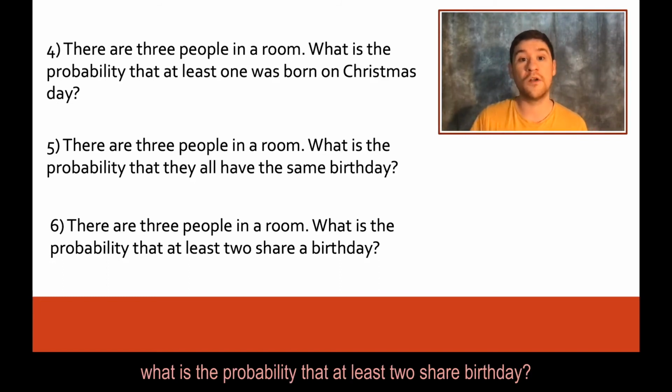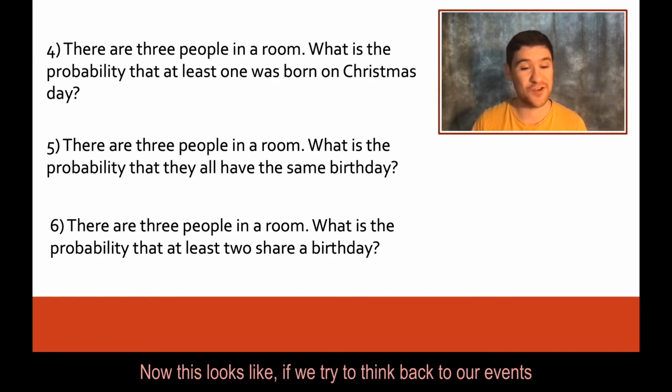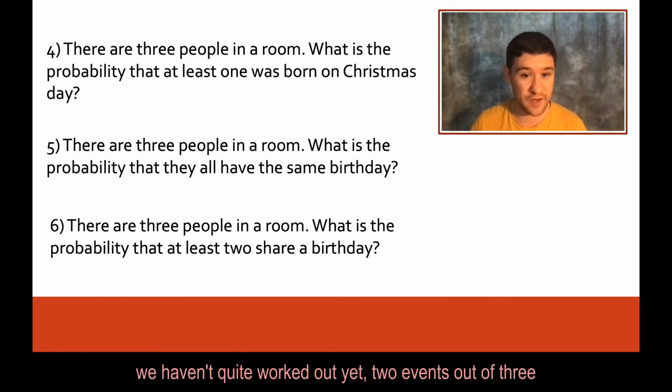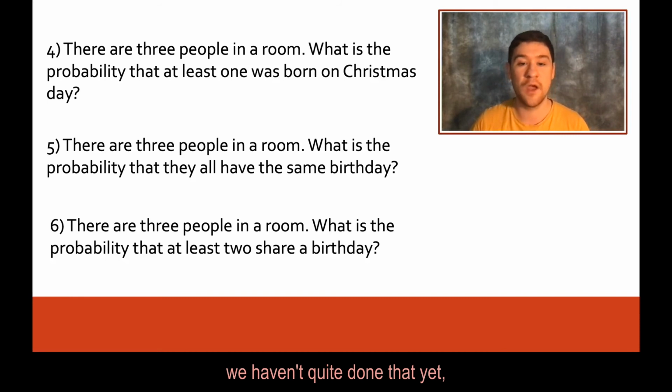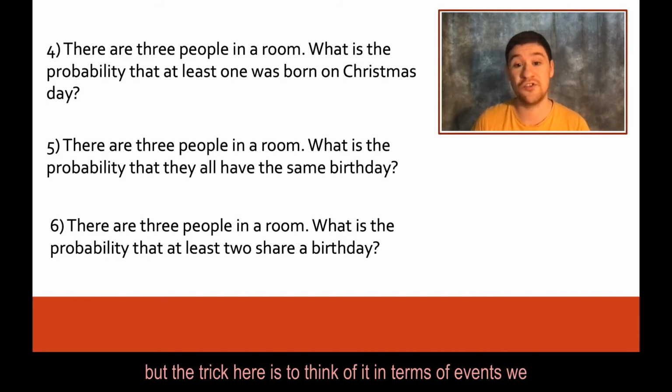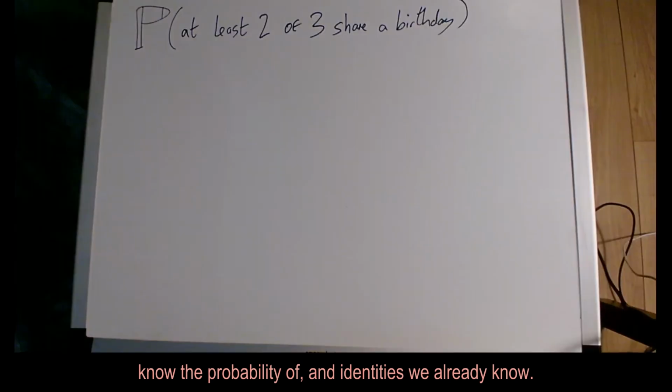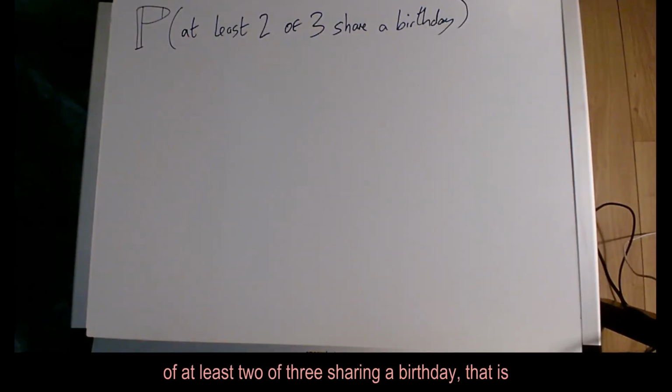And the final question we're going to look at in this video is that there are 3 people in the room. What is the probability that at least 2 share a birthday? Now if we try to think back to our events, it looks like we're asking for something we haven't quite worked out yet, like 2 events out of 3. But the trick here is to think of it in terms of events we know the probability of and identities we already know.